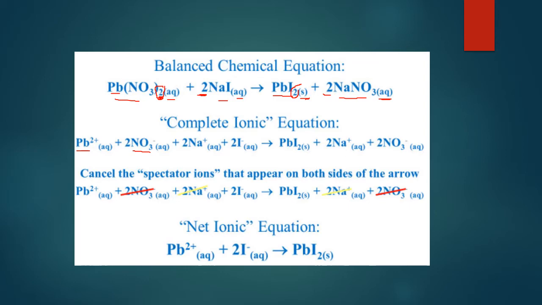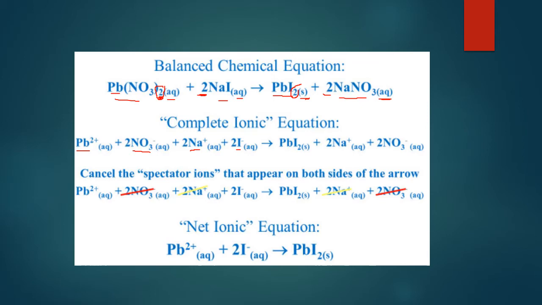Now for the next compound, sodium iodide. Sodium has a +1 charge. It's in group 1 of the periodic table. It's a main group element. It's an alkali metal, and all alkali metals have a +1 charge. Iodine, when it forms an ion, forms a -1 charge. It's a halogen. It's 1 away from being a noble gas, so it gains 1 electron to get a -1 charge.